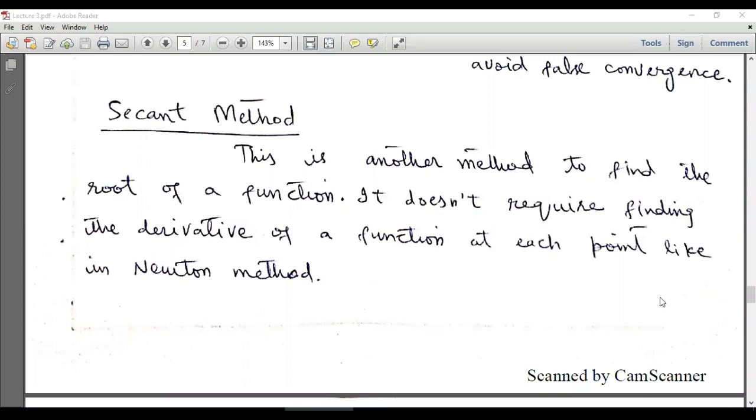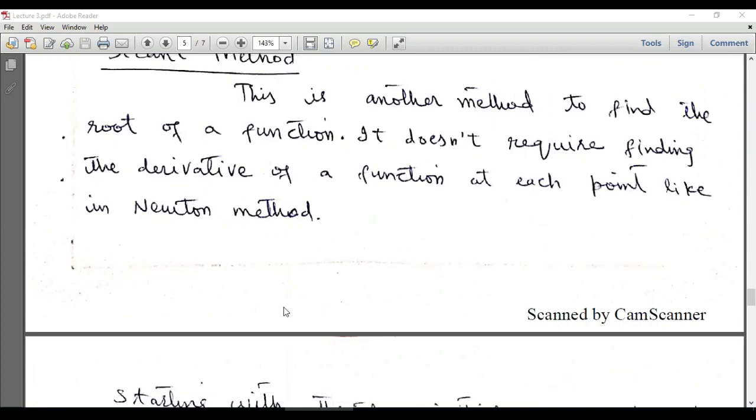In this lecture, I am going to discuss another method to solve non-linear equations. Initially, we discussed the bisection method to solve non-linear equations. Then we discussed the Newton-Raphson method. Now the third method is the secant method. This is another method to find the root of a function. It doesn't require finding the derivative of a function at each point like in Newton's method.